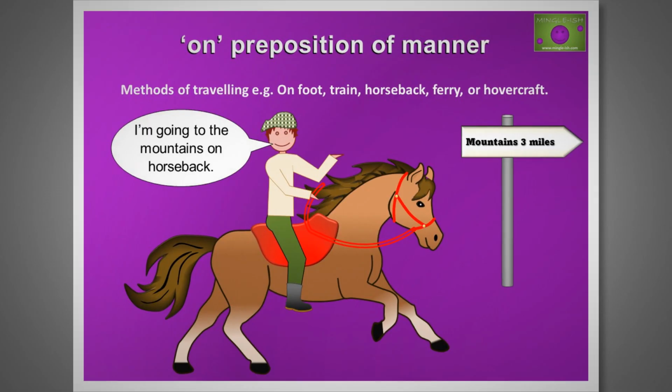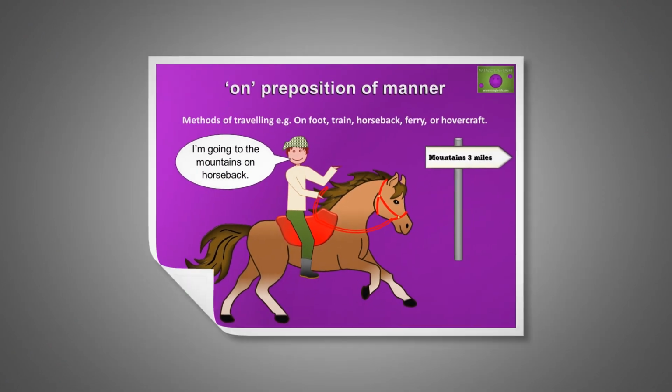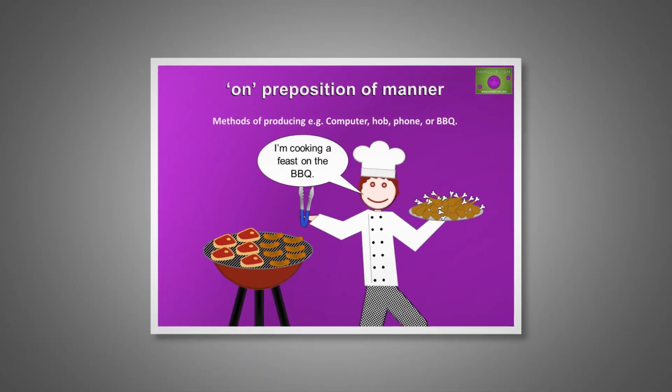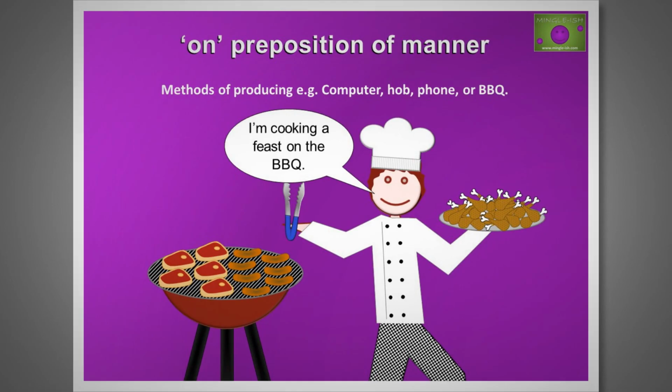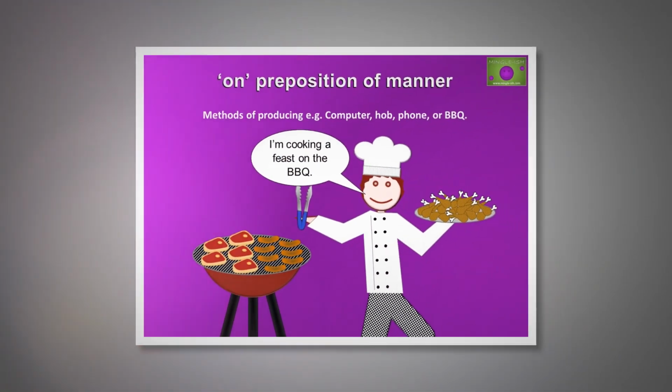"On" is used as a preposition of manner to show methods of travelling. For example, on foot, train, horseback, ferry, or hovercraft. I'm going to the mountains on horseback. Methods of producing, for example, computer, hob, phone, or barbecue. I'm cooking a feast on the barbecue.